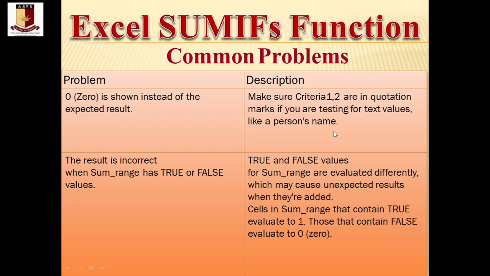Now what are the best practices you can use while using this? While using wildcard characters like question mark and asterisk in criteria 1 and 2, they help you to find matches that are similar but not exact. A question mark matches any single character and an asterisk matches any sequence of characters. If you want to find an actual question mark or asterisk, you can use the tilde sign. However, just avoid this one, use whatever I explained. Okay, now understand the difference.